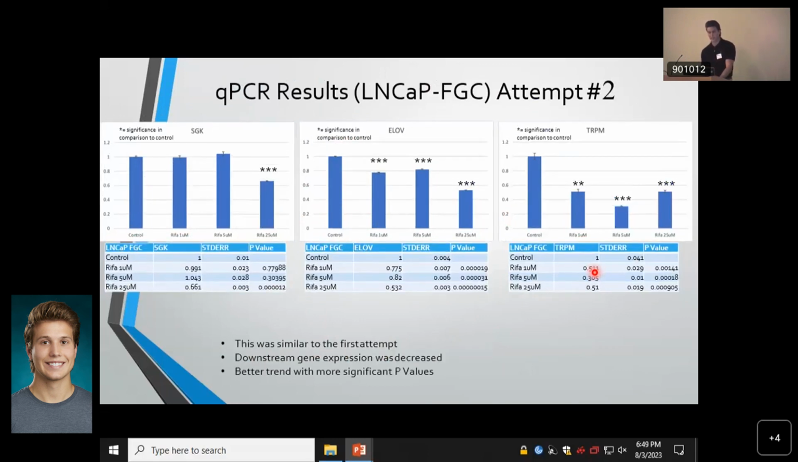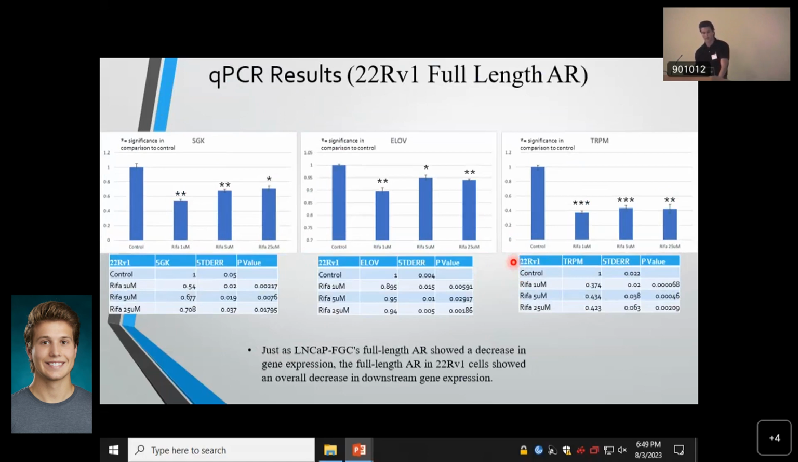With my second attempt of the same thing, this was similar to the first, but the downstream gene expression was also decreased, and there was a better trend with more significant p-values. And so that was for LNCaP. And then I moved on to 22Rv1, which again has the full-length androgen receptor as well as the shortened variant.